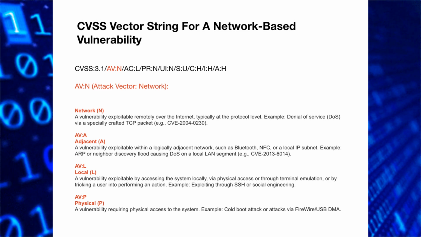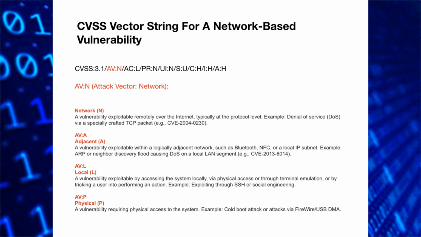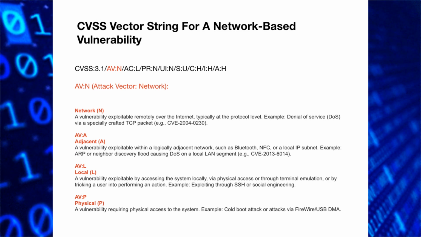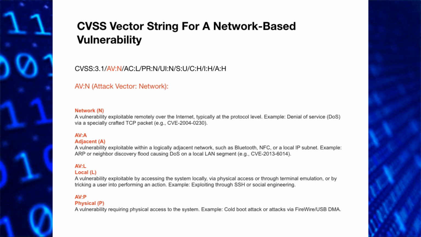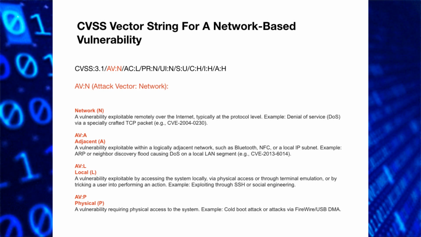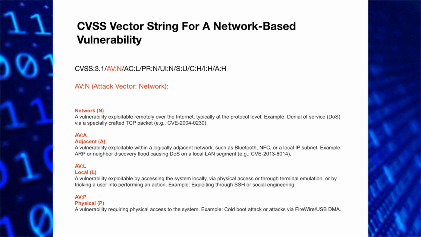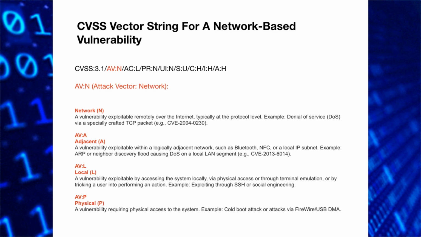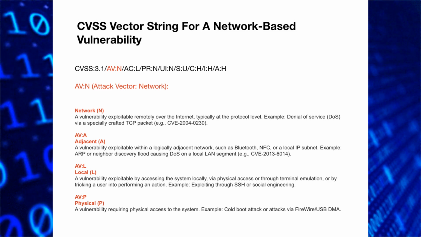AV:L, local. A vulnerability exploitable by accessing the system locally via physical access or through terminal emulation, or by tricking the user into performing an action. Example, exploiting through SSH or social engineering. AV:P, physical. A vulnerability requiring physical access to the system. Example, cold boot attack or attacks via FireWire DMA.